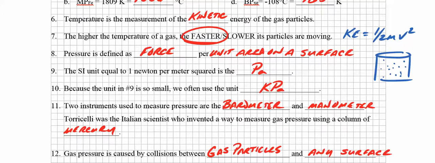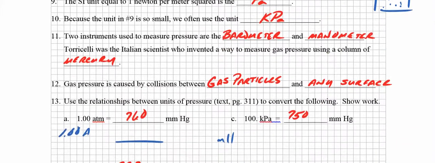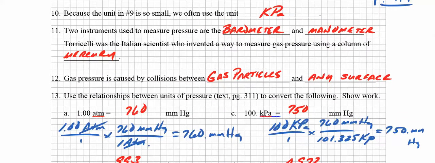Number 11, two instruments used to measure pressure are the barometer and the manometer. Torricelli was the Italian scientist who invented a way to measure gas pressure using a column of mercury, the barometer.